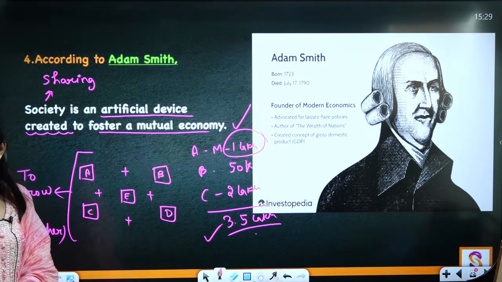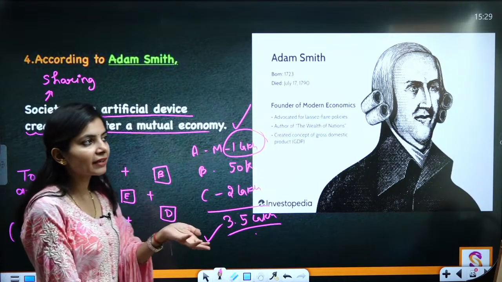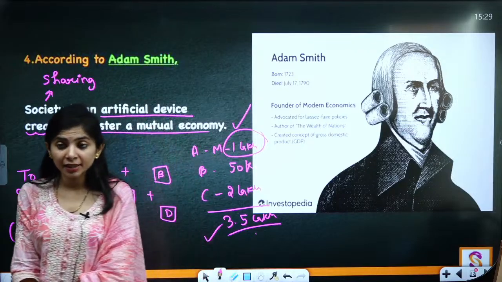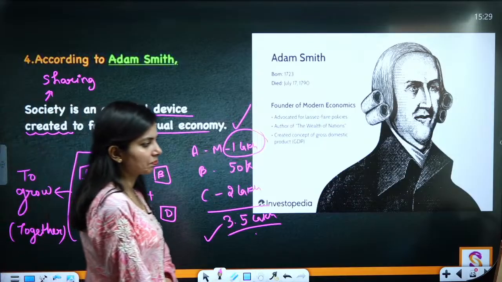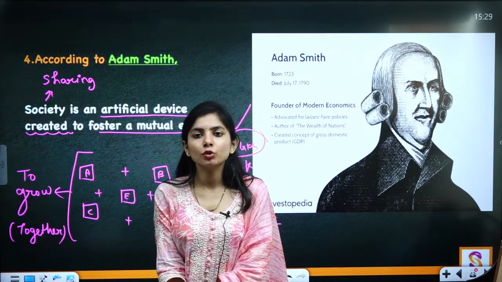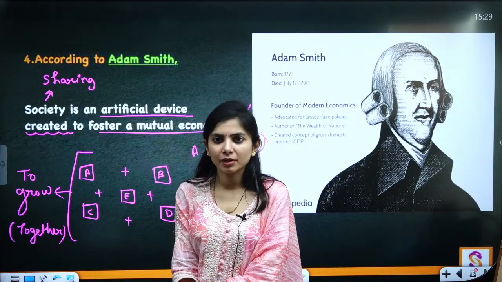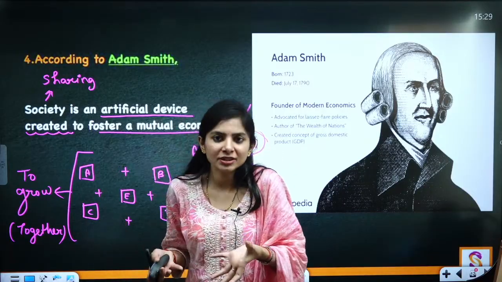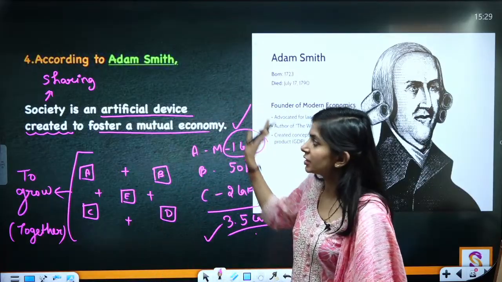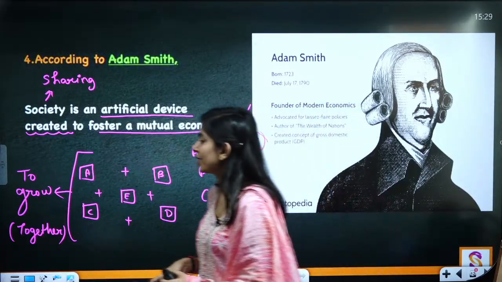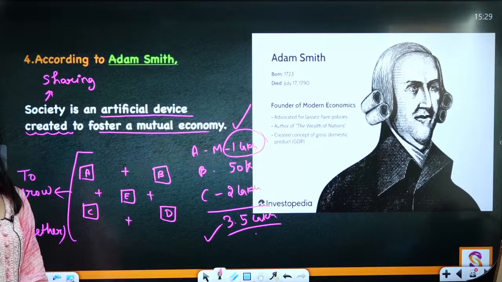This is what Adam Smith specified, and he said society is nothing but a framework created to show collaboration, to be there for each other, to produce and take benefit out of it, and to trade peacefully. So he gave the concept of the creation of society for the sake of economy. This is what he had specified. I hope you are able to understand this part. This is as specified by Adam Smith.